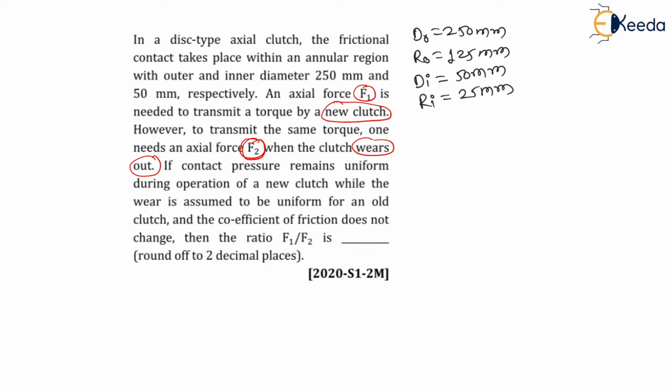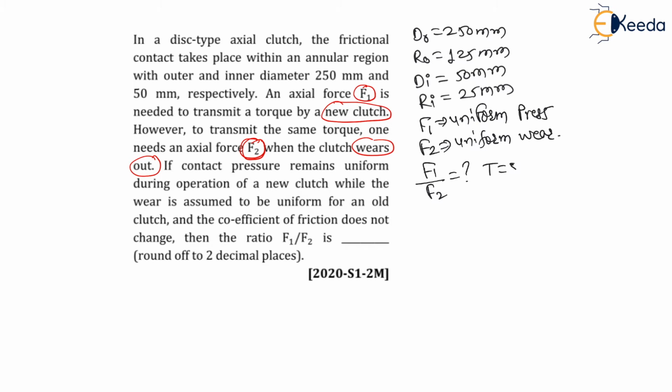Now my dear students, this F1 is the force required for uniform pressure theory, right? And this F2 is nothing but the force required for uniform wear theory, right? And they are asking what is the ratio of F1 by F2 if the torque required to be transferred is the same, that is, the torque is constant.